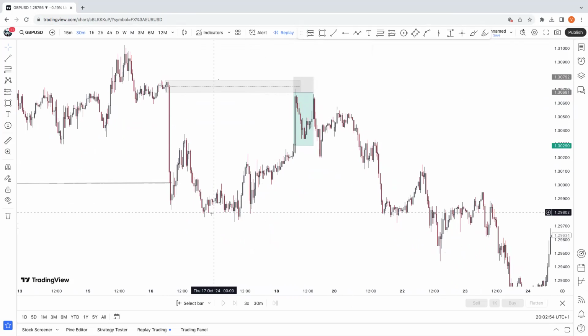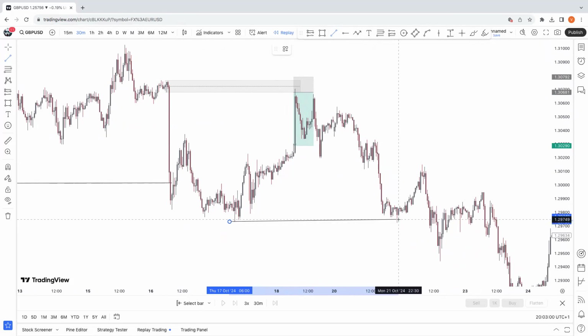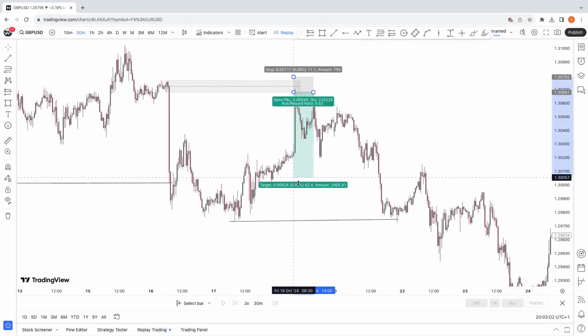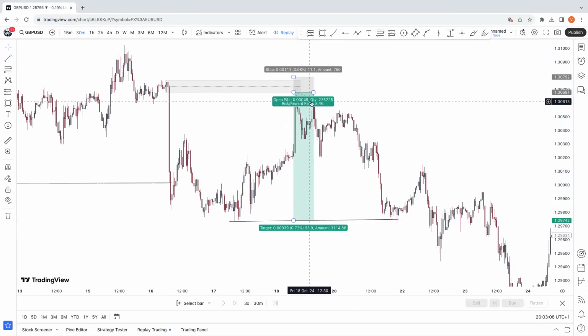And then we'll target what? We'll target this low that was created, this low before price started retracing. So this would then be our target. And that would have given us like a 1:8 trade. It would have given us 8 times our money.